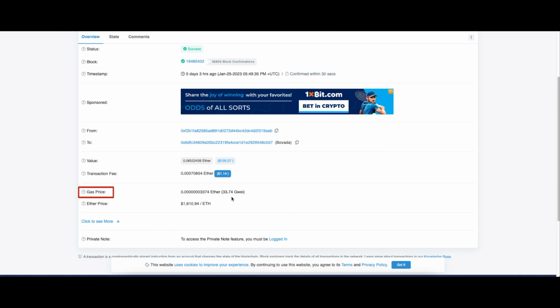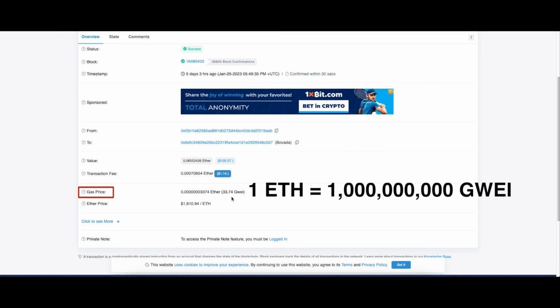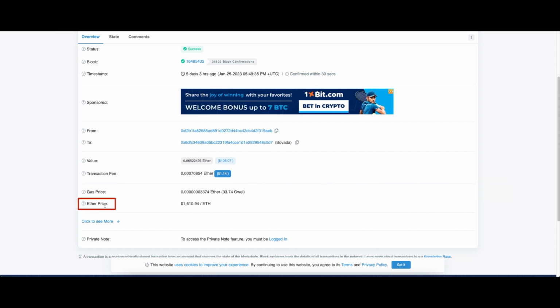Notice that it's listed in both Ether and Gwei. Gwei is the denomination of measurement for ETH. Exactly 1 billion units of Gwei make up one whole ETH. And because ETH is often traded not as an exact whole unit, Gwei is a very helpful way to measure the exact value of any given transaction. Next is the Ether price. This is the price of Ether on the day of the transaction.